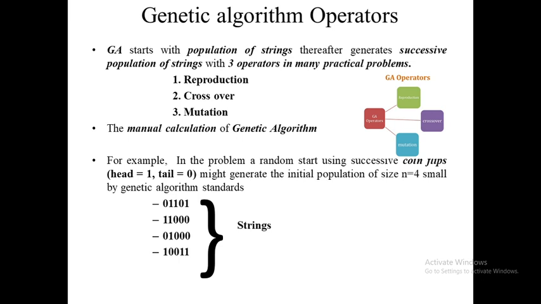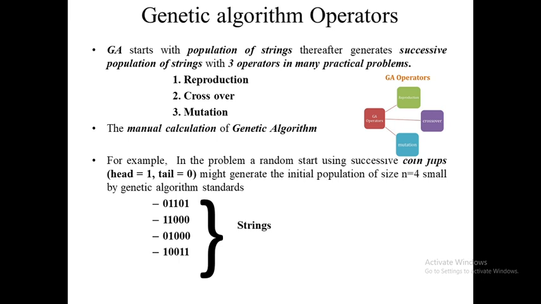For example, at the bottom of the slide, there is 0 1 1 0 1. After that, the second one is 1 1 0 0 0. Likewise, we may get numbers. These numbers are known as strings. These strings develop based on the coin flips. After getting these strings, we may go for operator calculations. Operator calculations are reproduction, crossover, and mutation.